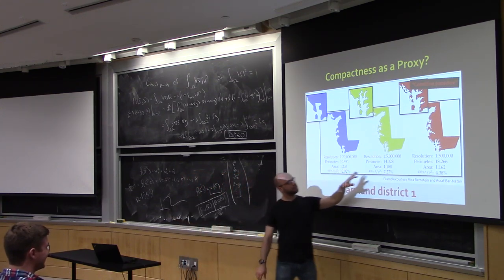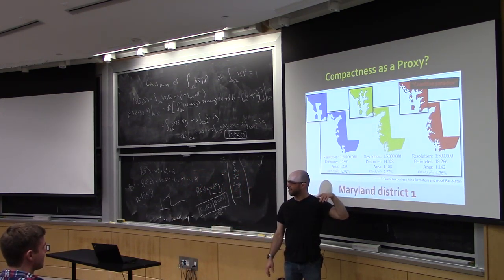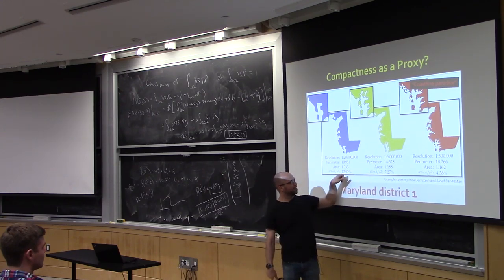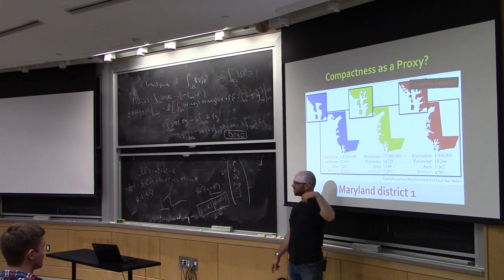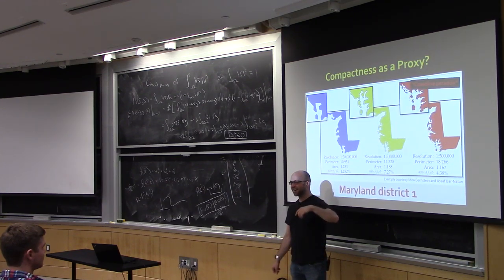But there's a big issue with this score. Here are three different maps of a part of Maryland that I downloaded from the US Census, and I computed the score, and it's 12%, 7%, 4%. Those are not numerical precision errors. What went wrong?